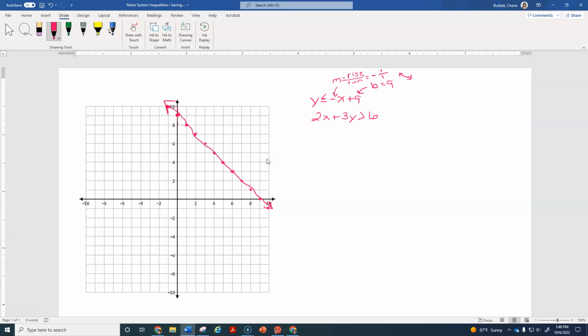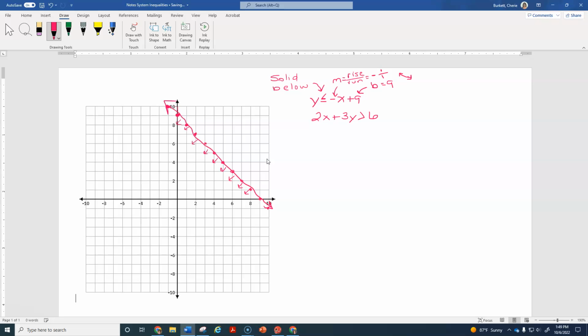So there's that line. Now, it is a solid line because of the bar underneath it, and this symbol right here is how I know I have a solid line, and it's also how I know I'm going to shade below. Now, I'm not really going to shade right now. I'm just going to give myself a little hint that when I do shade, I'm going to be shading this direction, because that's what it means when I say I'm going to shade below the line.